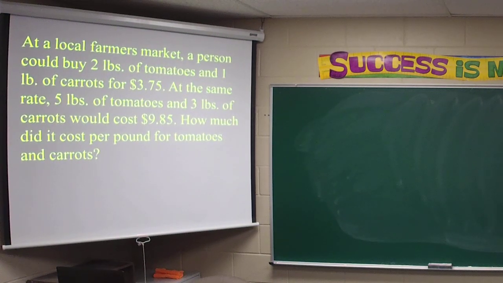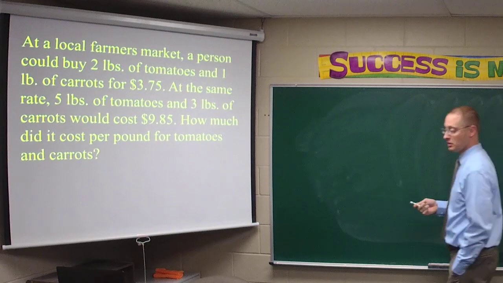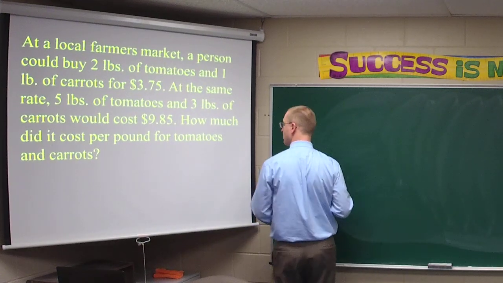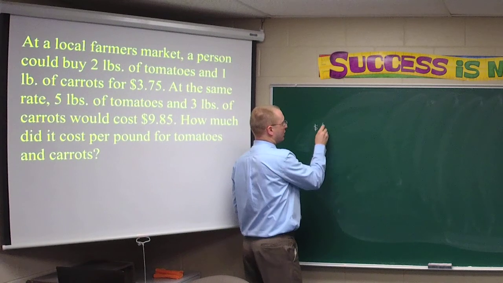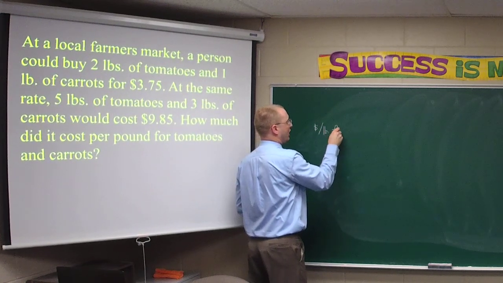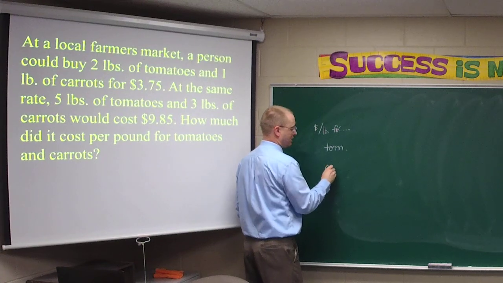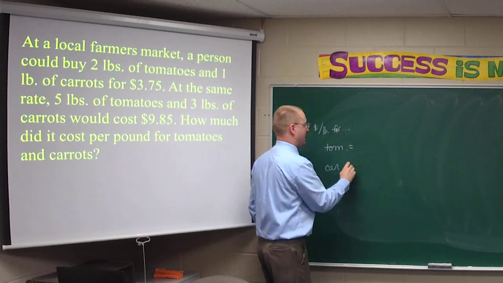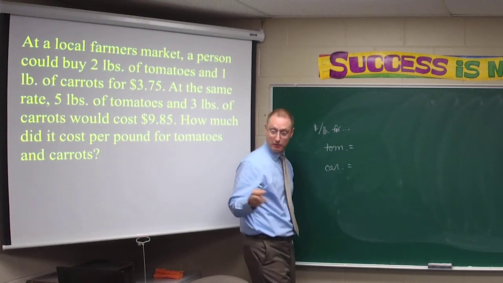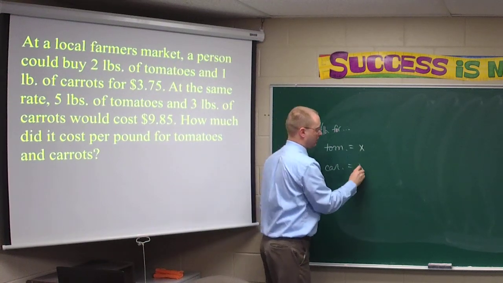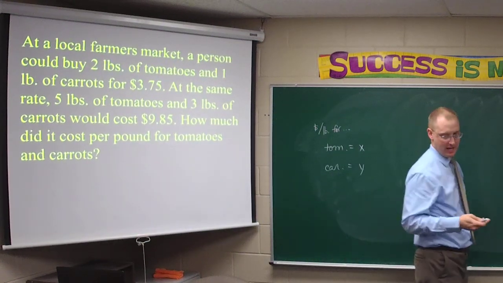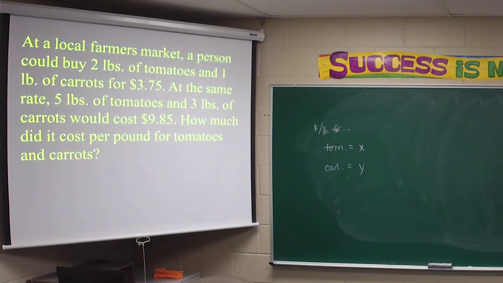Obviously, what are the two unknowns here, Brandon? The price for tomatoes and carrots. Good, price per pound for what? Tomatoes and carrots. And how should I represent the price per pound of tomatoes and the price per pound of carrots? X and Y. All right, so based on that, 2 pounds of tomatoes and a single pound of carrots is $3.75. 5 pounds of tomatoes and 3 pounds of carrots, $9.85.